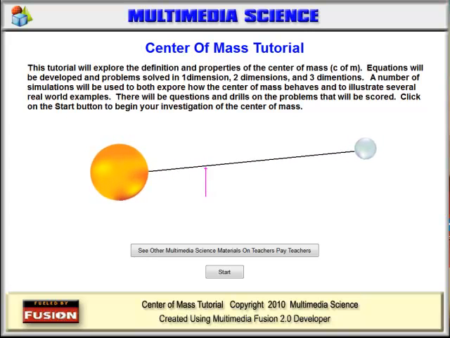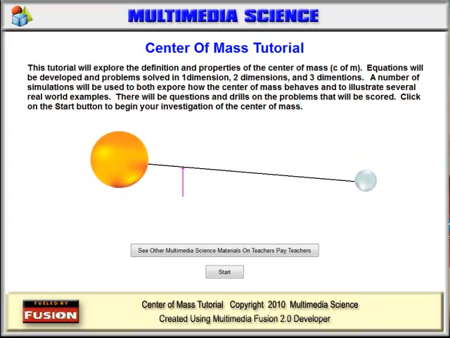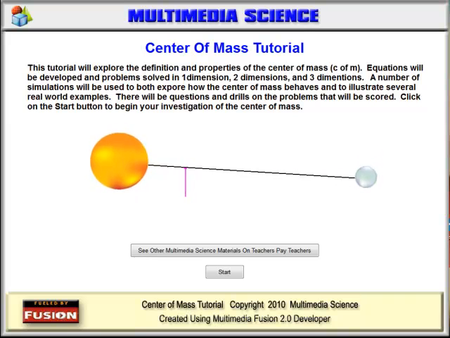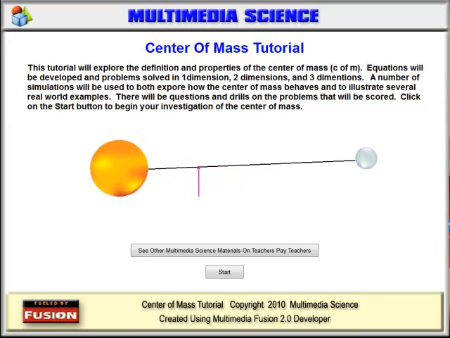Well, Multimedia Science is back with another software application. This time it's the Center of Mass tutorial. There are several ways that you could use this piece of software as a physics teacher.